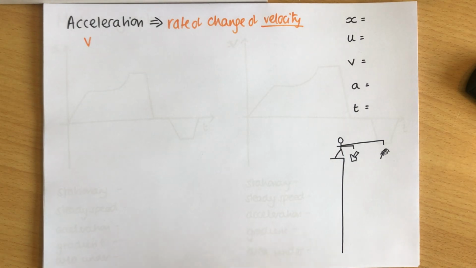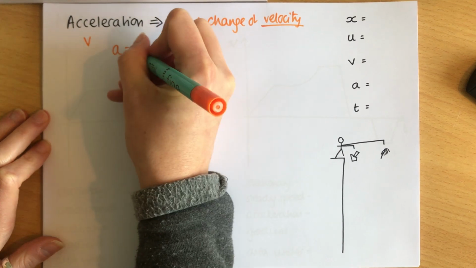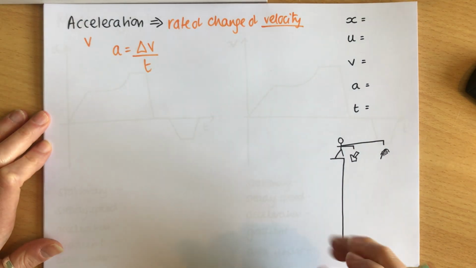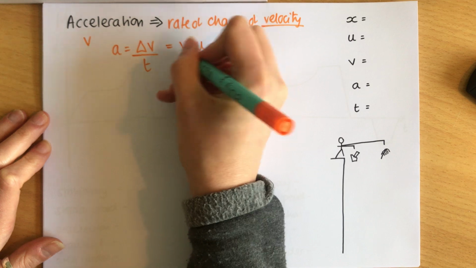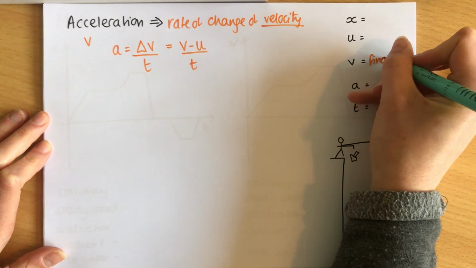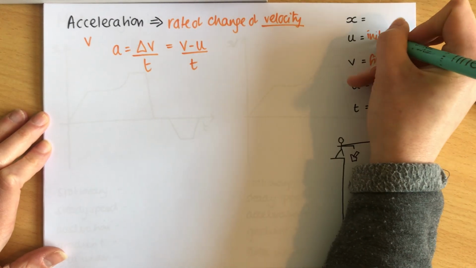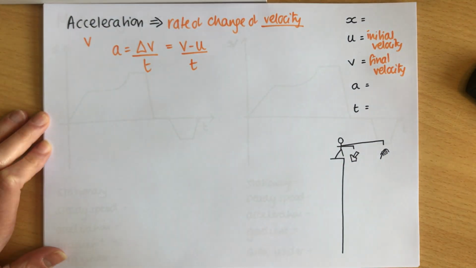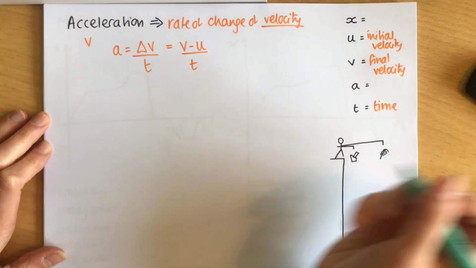Now we know rate means divide by time, so I can write this acceleration as a equals the change in velocity divided by time. This is the Greek symbol delta. It means changing. In your GCSE, you're more likely to see this written like this: v minus u over t. Now v is the final velocity, and u is the initial velocity, which means then that v minus u is the change in velocity. T is hopefully, obviously, time.